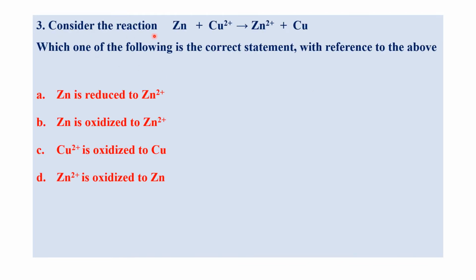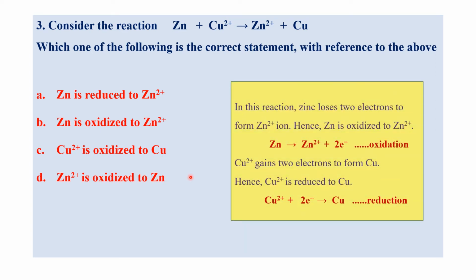Consider the reaction: zinc metal will react with copper ion, it will produce zinc ion and copper. Which one of the following is the correct statement with reference to the above? Zinc is reduced to zinc ion, zinc is oxidized to zinc ion, copper is oxidized to copper, or zinc is oxidized to zinc metal. So we will solve it.